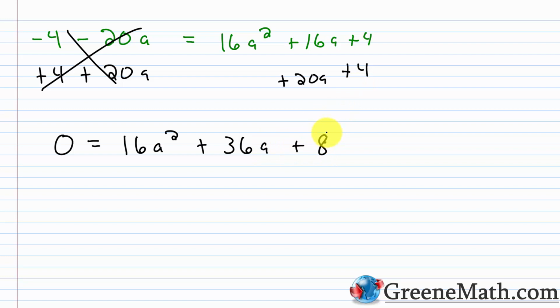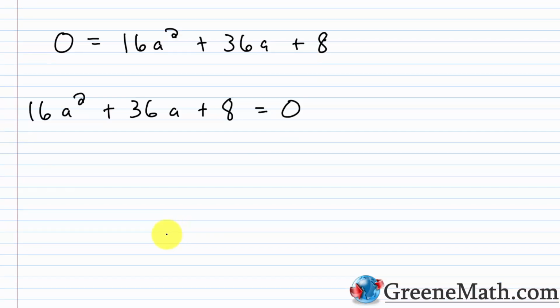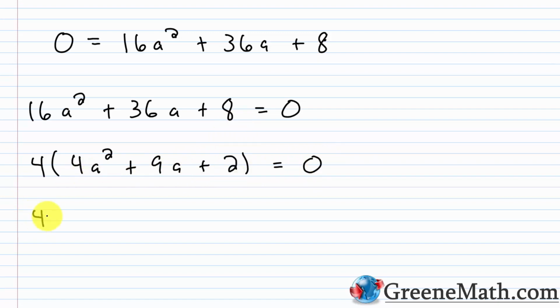And again, I like the 0 on the right side. It doesn't matter, it's just personal preference. So I'm going to rewrite this as 16a squared plus 36a plus 8 equals 0. Before I move forward, I notice that I can pull a 4 out of everything. So if I pull a 4 out, this would be 4a squared plus 9a plus 2, and this is equal to 0. To factor the inside here, I'm going to use factoring by grouping.